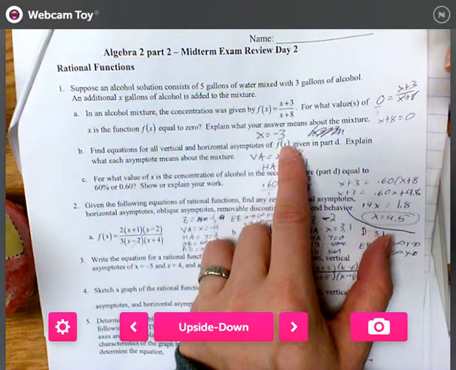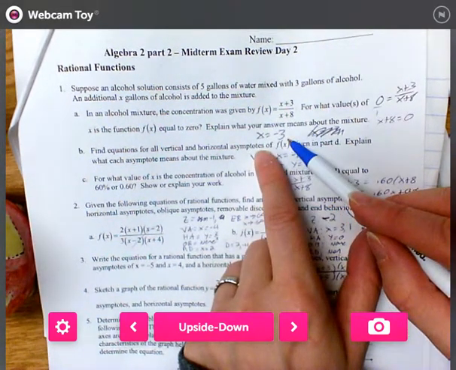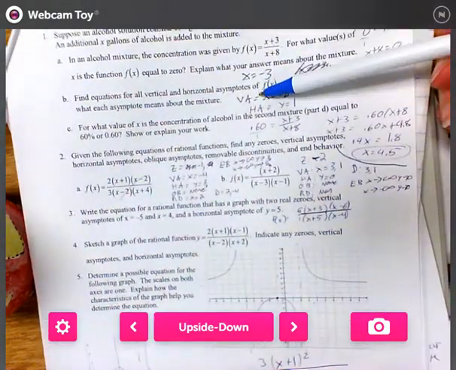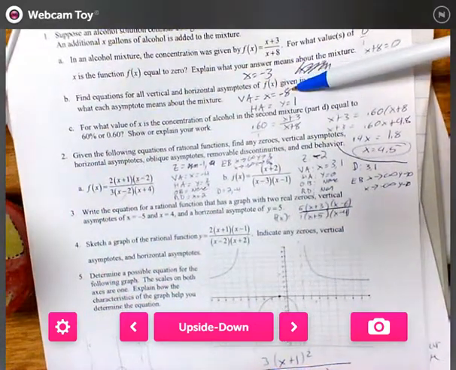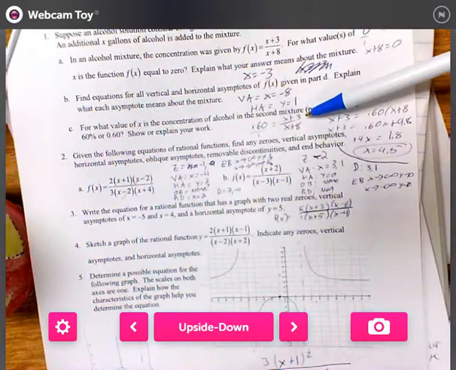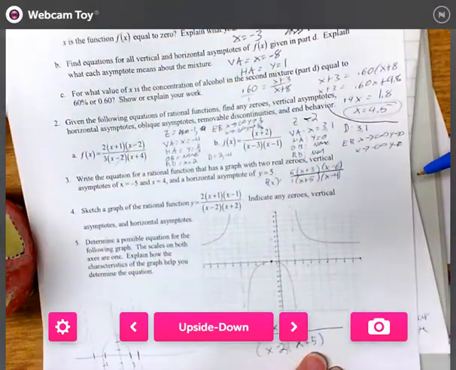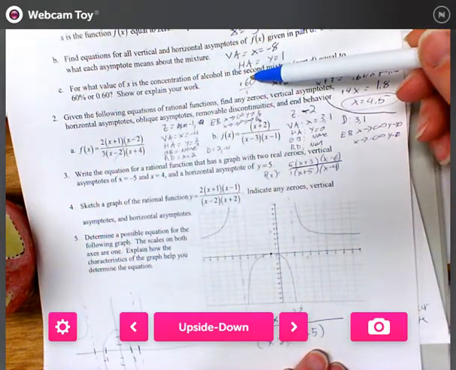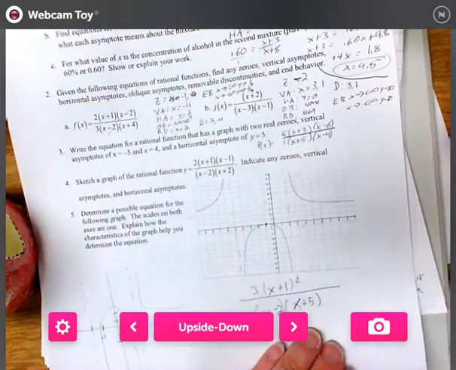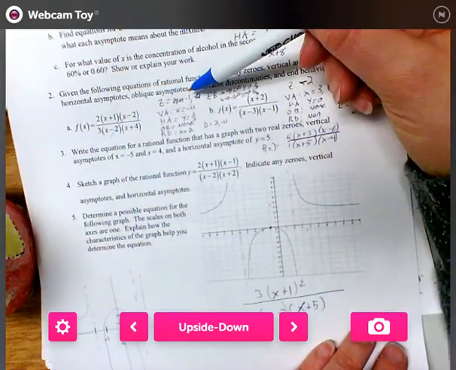All right. So A, I got x equals -3 for number 1. For B, I got the vertical asymptote is x equals -8, and the horizontal asymptote is y equals 1. For C, I ended up getting x equals 4.5, because I just plugged in 0.6 for y and then solved.